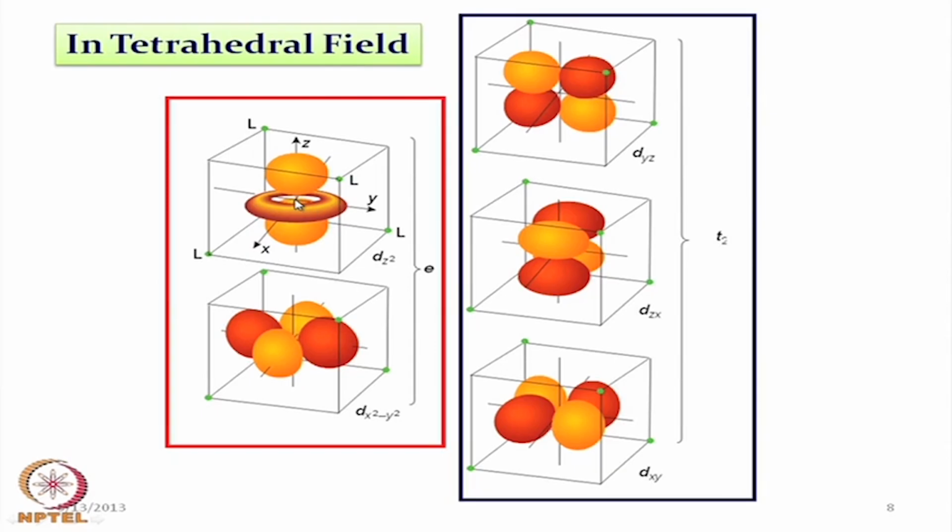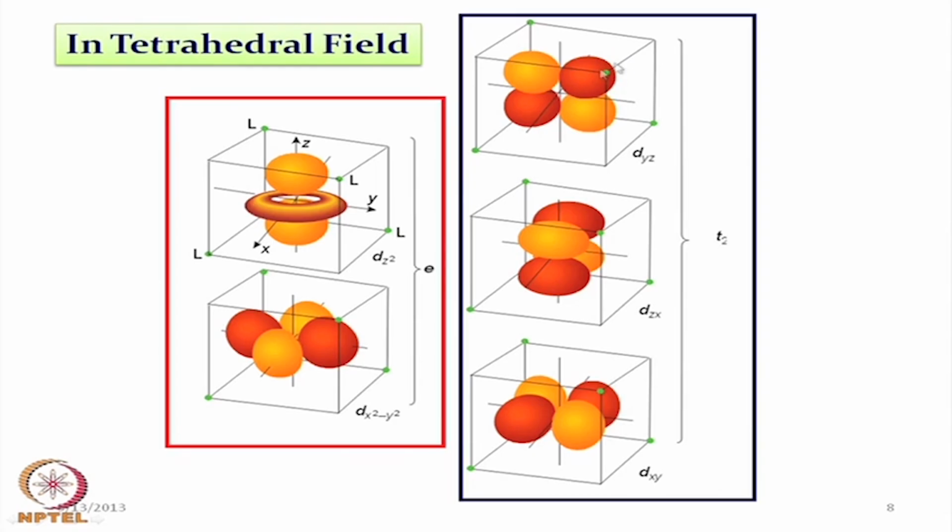So, with respect to the inversion operation, it is not even, it is the odd symmetry, and that odd symmetry would be designated by g as its subscript. Similarly, these particular orbitals are facing the edges of this cube.